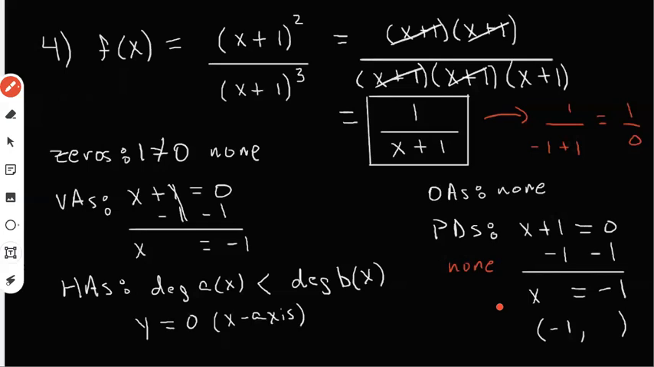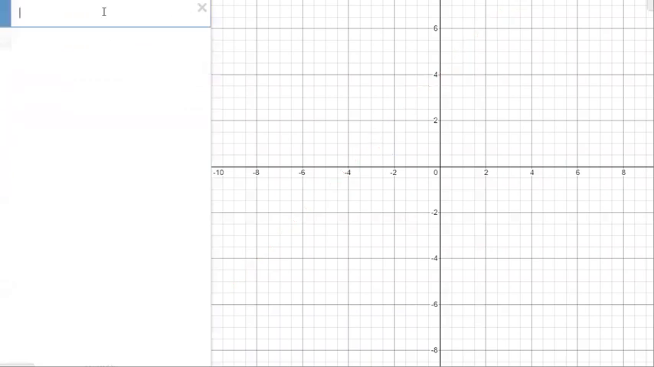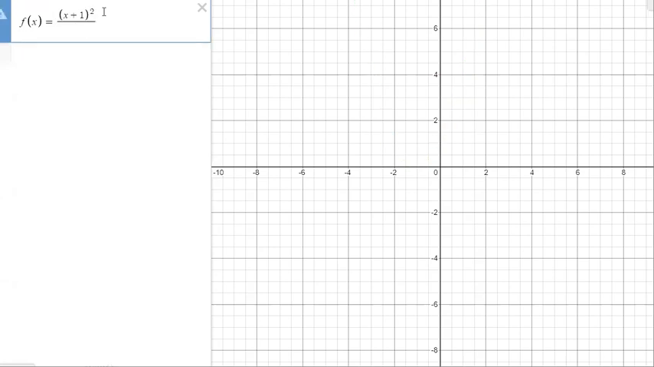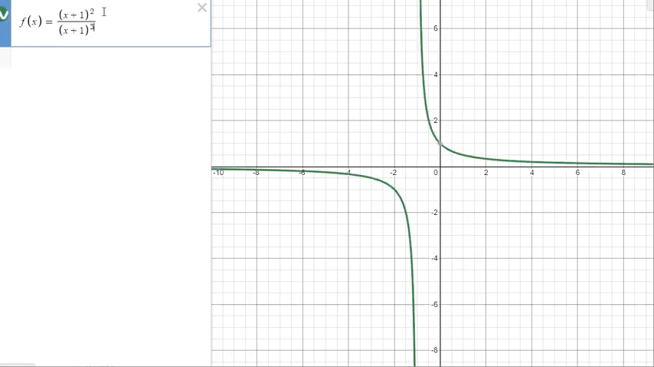Okay, let's graph this function and see what it looks like. I'm going to hop on over to Desmos, and I'm going to get rid of this stuff, and let's graph f of x. All right, we got x plus 1 squared on top. And then on the bottom, we're going to have x plus 1, but we're going to cube it. There we go. Awesome. I get a green graph. I'm going to change it to black. And there we go.